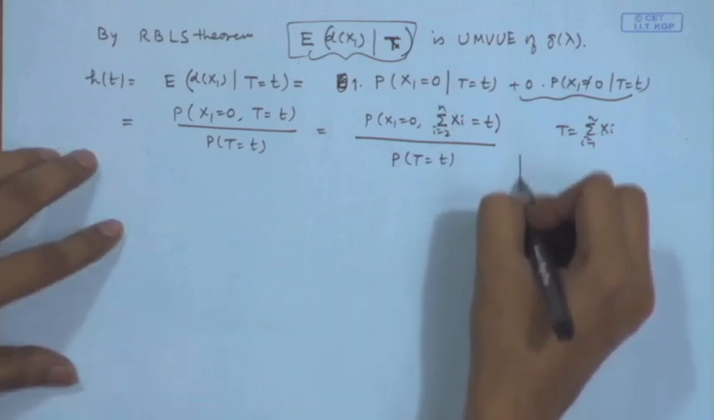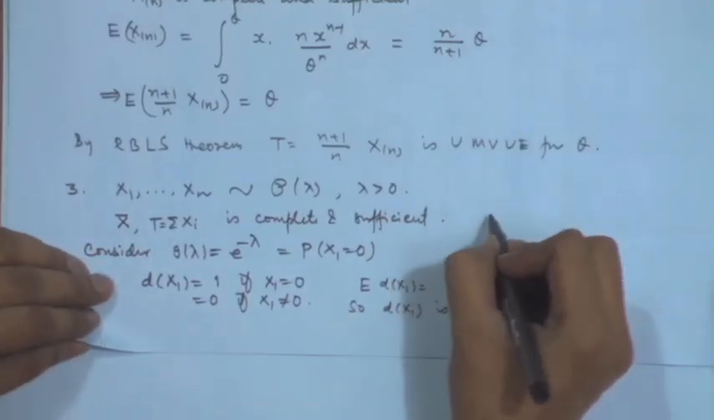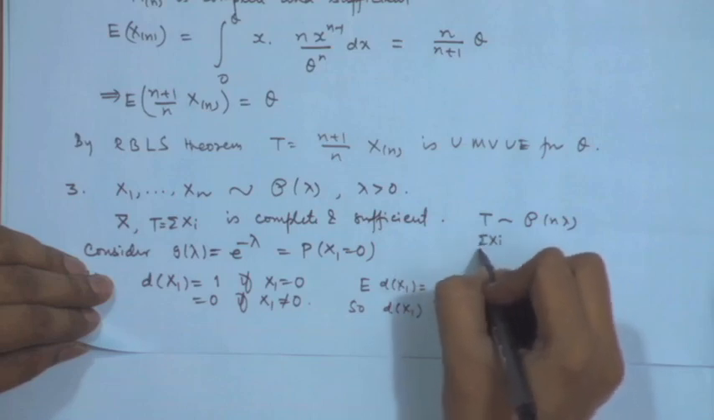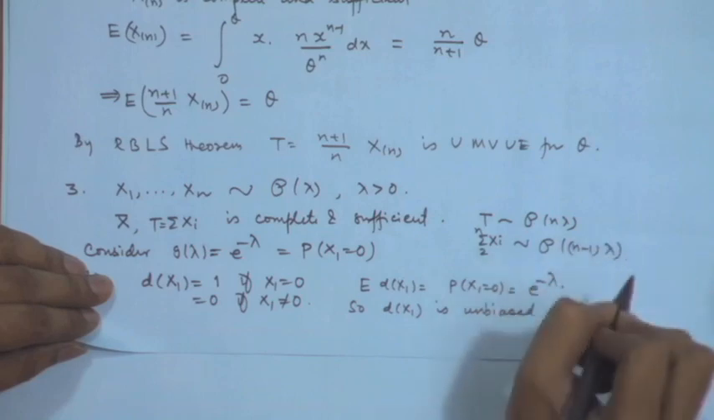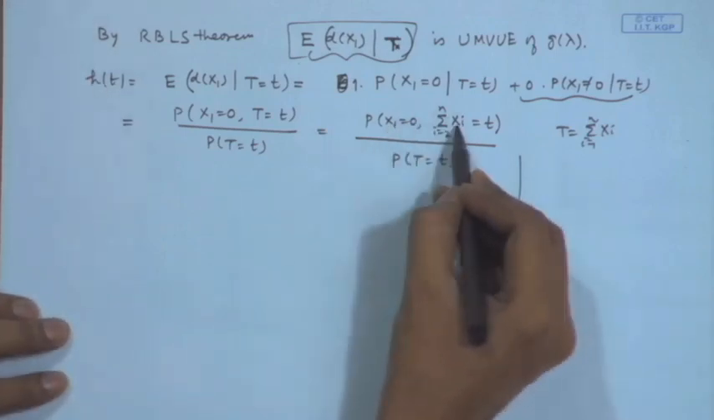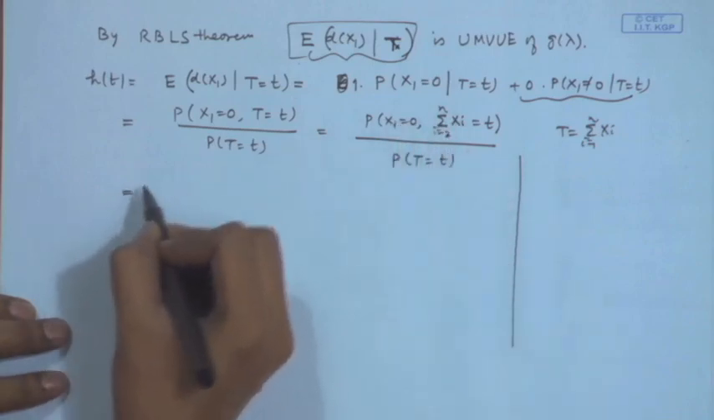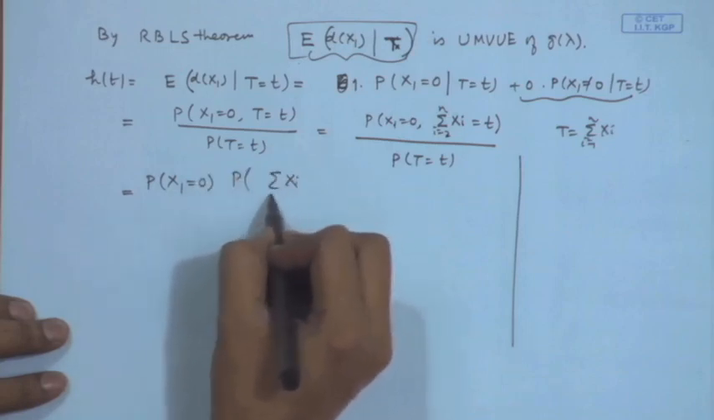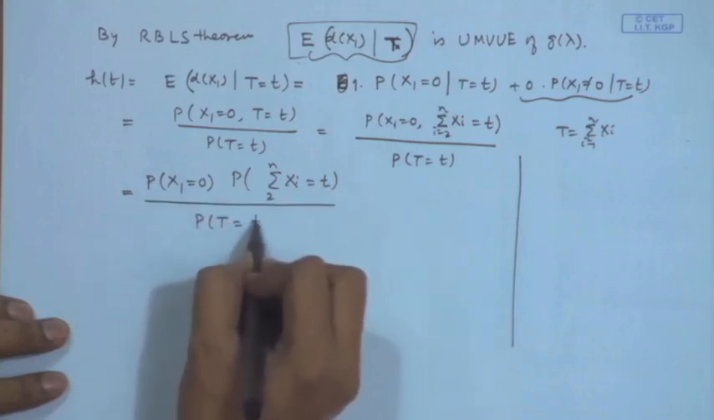Now, here you notice that the sum of independent Poissons is Poisson. So, the distribution of T will be Poisson n lambda, and the distribution of sigma Xi from 2 to n will be Poisson n minus 1 lambda. So, if we use this here, X1 and sigma Xi from 2 to n will be independent. So, this can be written as the product of these probabilities. So, it becomes probability of X1 equal to 0 into probability of sigma Xi from 2 to n is equal to t, divided by probability T is equal to t.